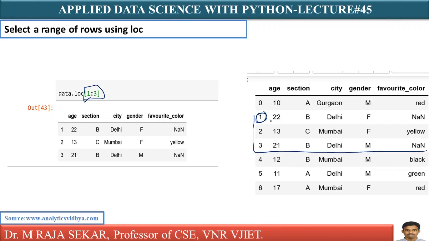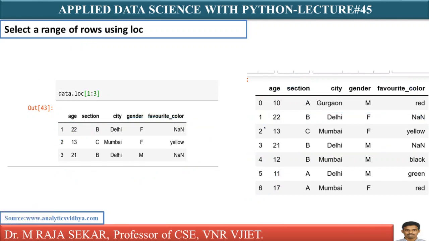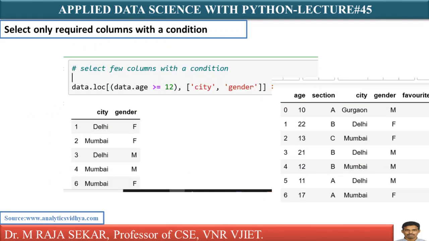These are 3 rows. What does it say? 1 to 3, that is, first row to third row. All the rows will get selected. Just understand the range of rows. What are the names of rows here? The indices themselves are the names. The names age, section, city, gender, favorite color are the column names. Here the row names are the indices themselves, isn't it?